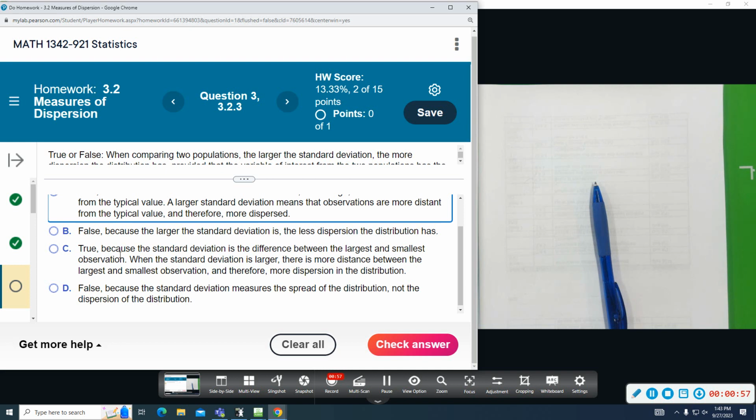C also says true. Let's check that one out. It says true because the standard deviation is the difference between the largest and the smallest observation. That would be range, so right there you can tell that's not correct.